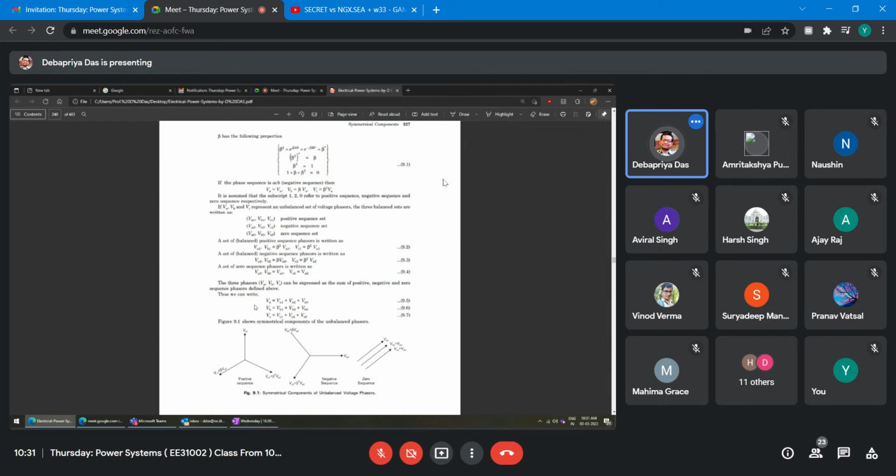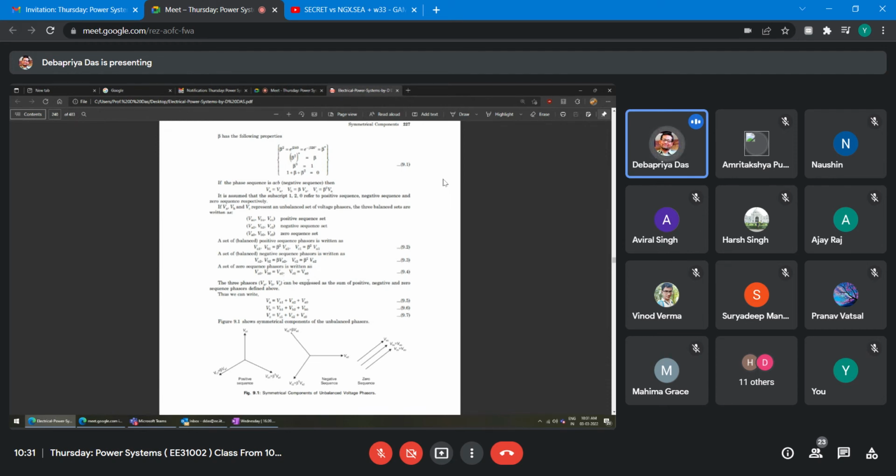Another thing: when I write the total loss, it is I square R multiplied by 3. But for an unbalanced system, it will not be just I square R multiplied by 3, because you have the inductance, so you have the reactance. So you find it out in a different way. That is beyond the scope, but at the end of this course, I can tell you a little bit about how we do that.